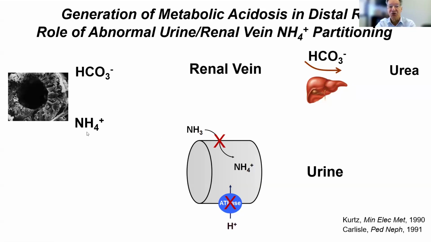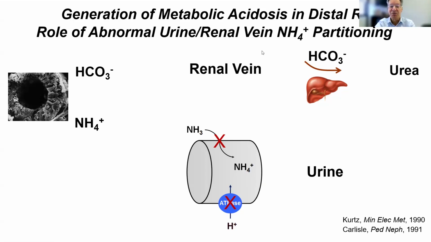So the ammonia that's generated in the kidney, instead of going into the urine, you have excess ammonia now coming from proximal tubule production going to the renal vein, and you have excess bicarbonate consumption in the liver and the formation of the urea. So the cause of the metabolic acidosis, one of the causes in distal RTA, is excessive urea production, inappropriate ammonia partitioning to the renal vein.